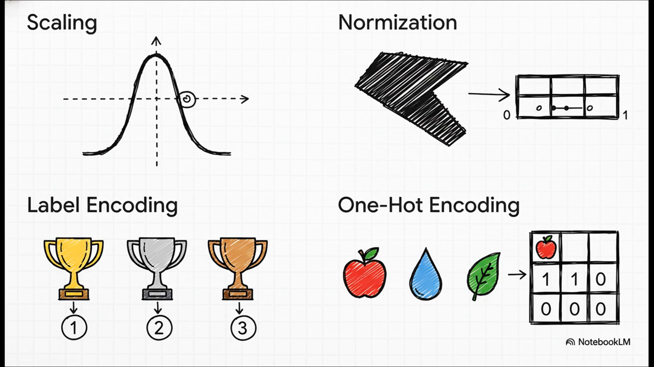And for categories, well, if there's a natural order, like low, medium, high, you use label encoding. If there's no order, like a list of colors, you have to use one hot encoding so the model doesn't accidentally think green is worth more than red.